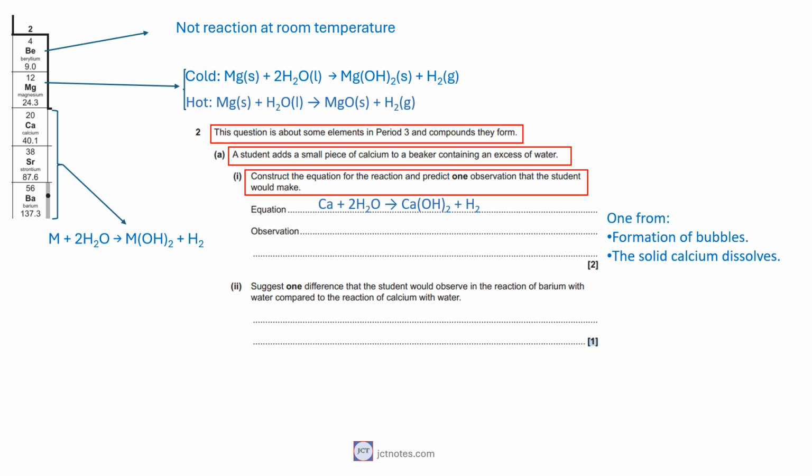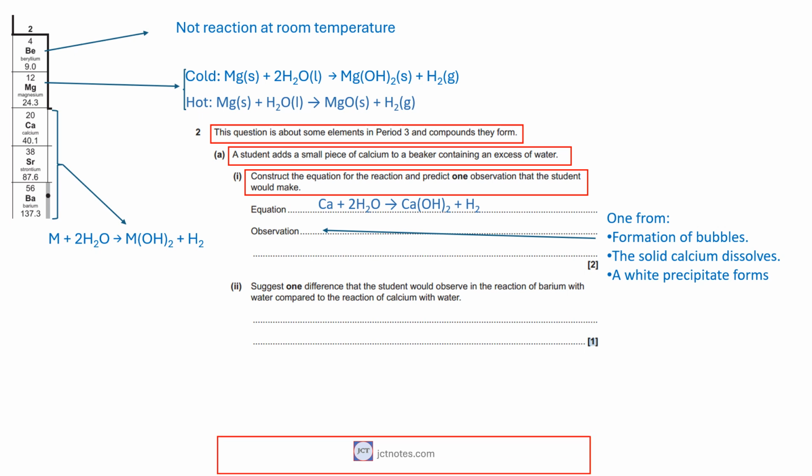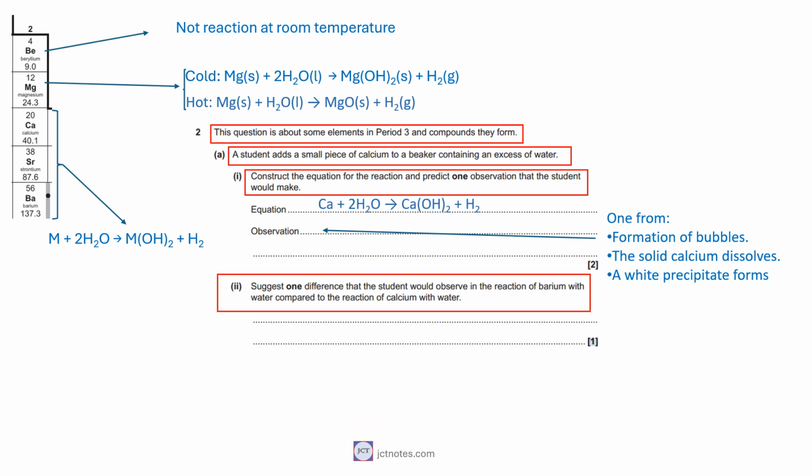The solid calcium dissolves. A white precipitate forms. This is accepted as correct in the marking scheme, although it depends on the proportions of calcium and water used by the student. In the second question, we are asked to suggest one difference that the student would observe in the reaction of barium with water compared to the reaction of calcium with water.